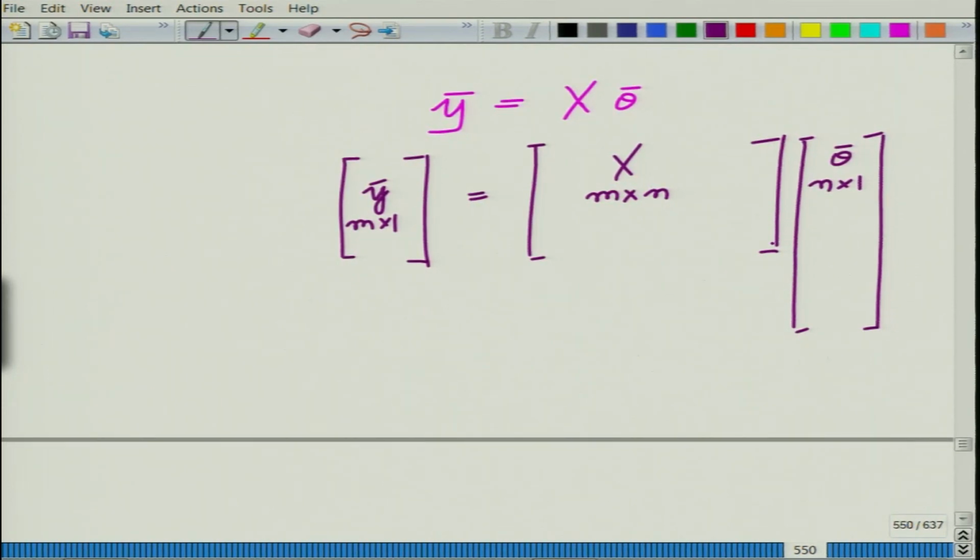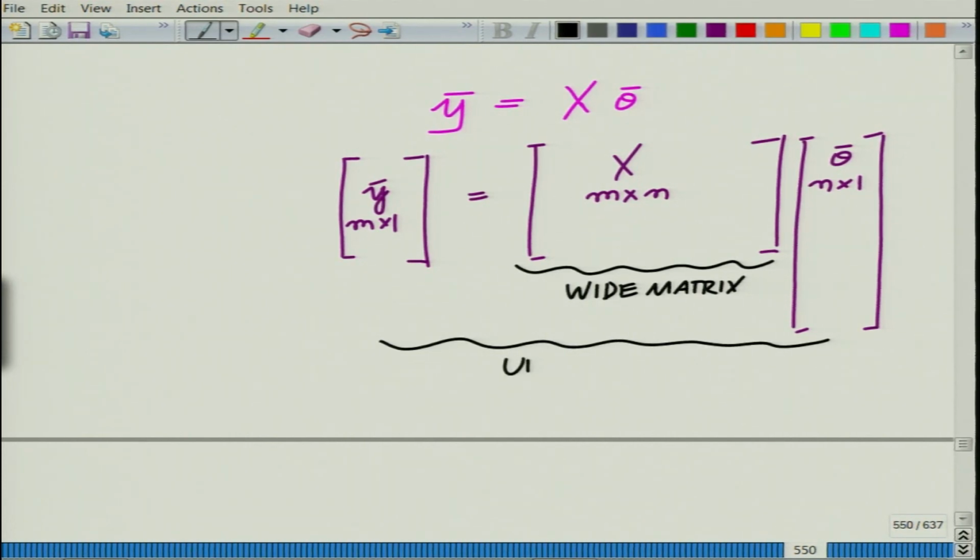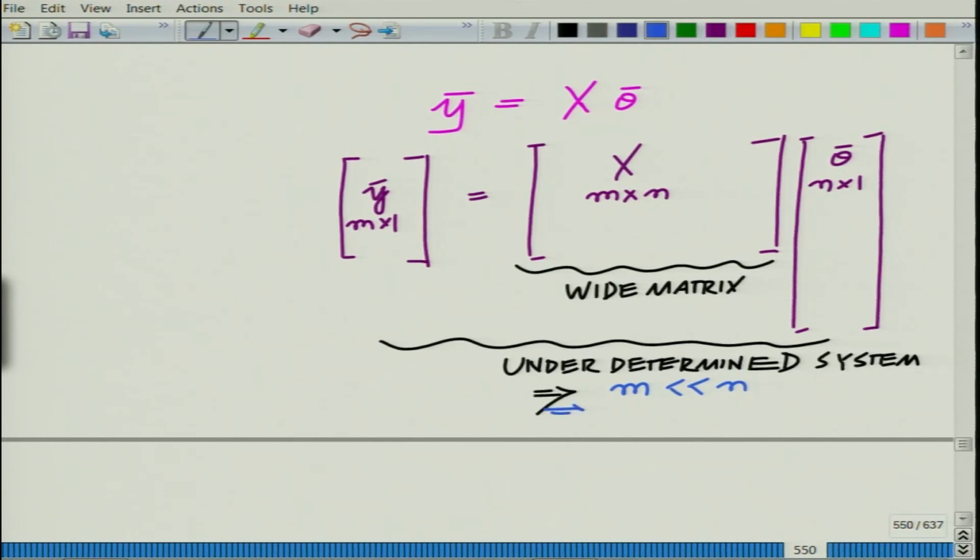So, typically what happens is, this matrix is not a tall matrix, but a wide matrix. This is typically an underdetermined system. This implies that the number of equations m is significantly lower than n. This implies the number of equations is much less than the number of unknowns. This is typically the problem one faces, right?